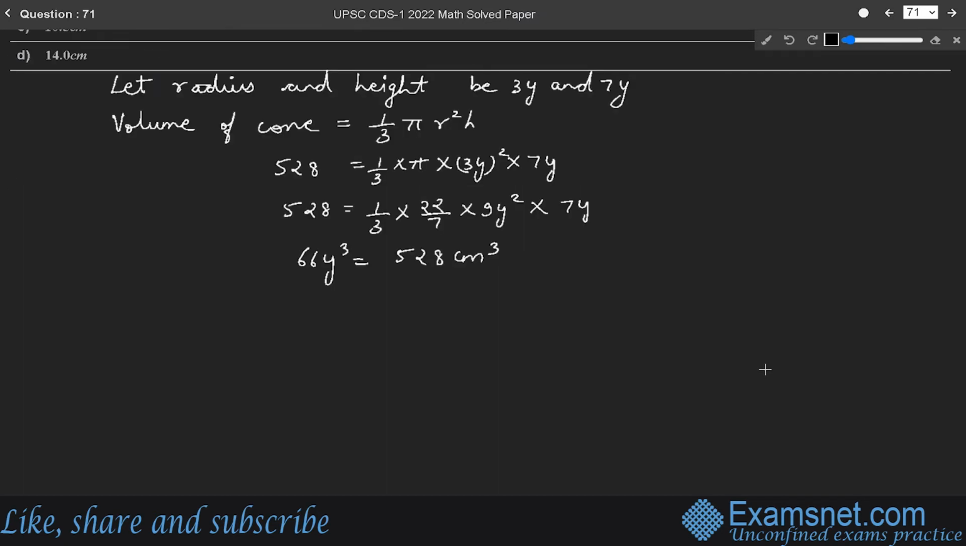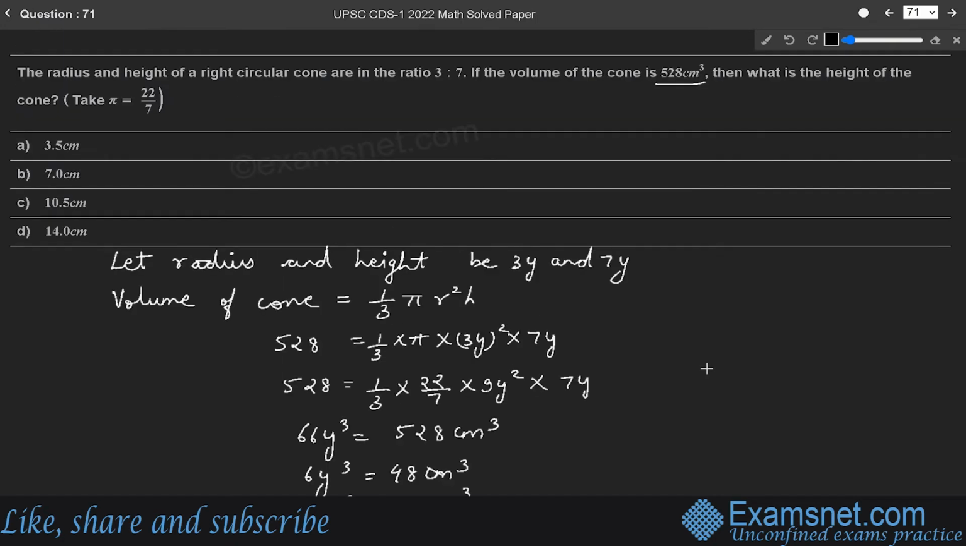Now further solving, it will be 6y cube is equal to 48 centimeter cube. So y cube will be equal to 8 centimeter cube and y will be equal to 2 centimeter. This is the value of y. So the height of the cone will be 7y, which is 7 into 2, which is 14. Therefore, the height of the given cone is 14 centimeter. So option D is the correct option for this question.